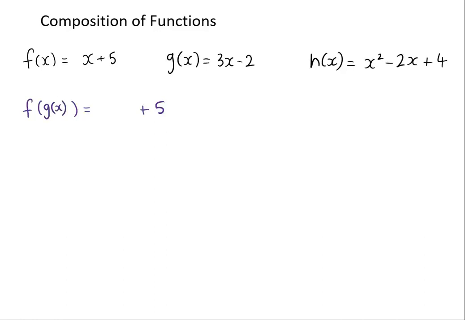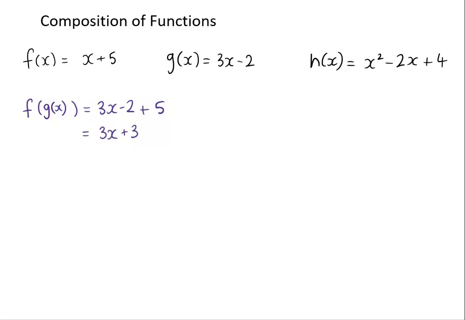So let's take out that x. And where we had the x just here, we're going to put in a whole function, 3x minus 2. So we put that whole function in where the x was, and then our plus 5 on the end. So we can simplify that, and that gives us 3x minus 2 plus 5, which is 3x plus 3. So we took the whole g function, and we put it inside of the f function. So we had our f function, x plus 5, but instead of the x, we took the x out, and we put in the entire g function, 3x minus 2.